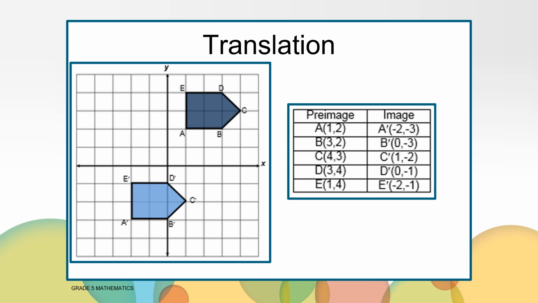Notice the coordinates of the dark blue pentagon in the table as the pre-image. Now notice the new coordinates in the light blue pentagon. Each point was moved 5 spaces down, and then 3 spaces to the left. If you can, count the number of spaces point E is moved to point E with the apostrophe.